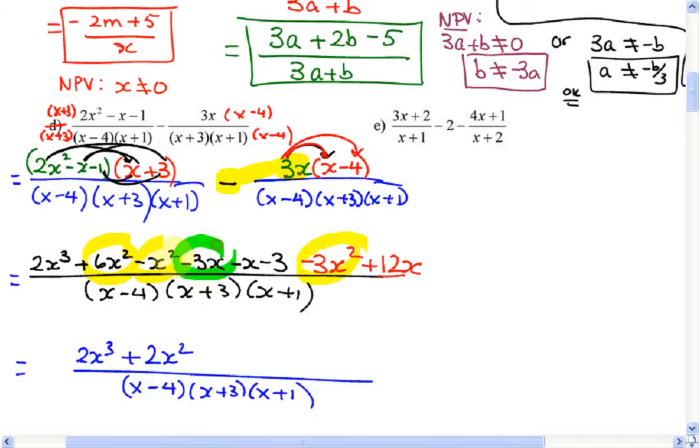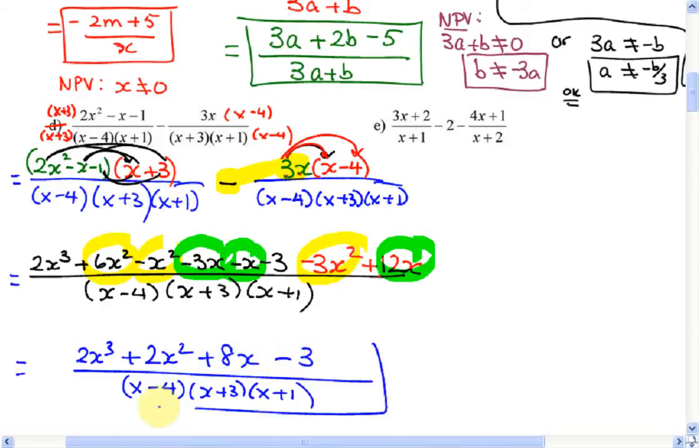Then I have negative 3x minus x. That's negative 4x. Plus 12x is how many x's? 8. And I guess I have a minus 3. Woo! Big ugly thing. That's it. We're done.